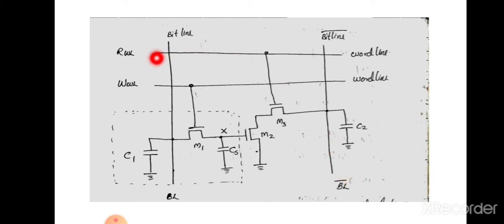Here also there are 2 word lines: one word line is used for the read operation and the other word line is used for the write operation. RWL is the word line used for the read operation, and WWL is the word line used for the write operation. For simplicity we can just notate them as R and W. So this is the basic structure.